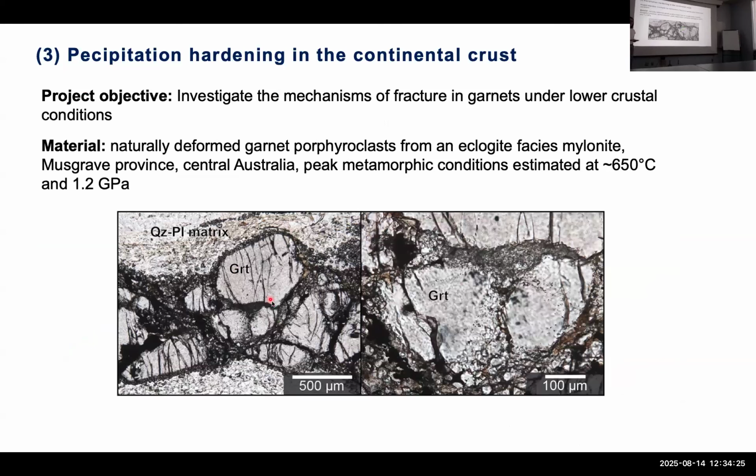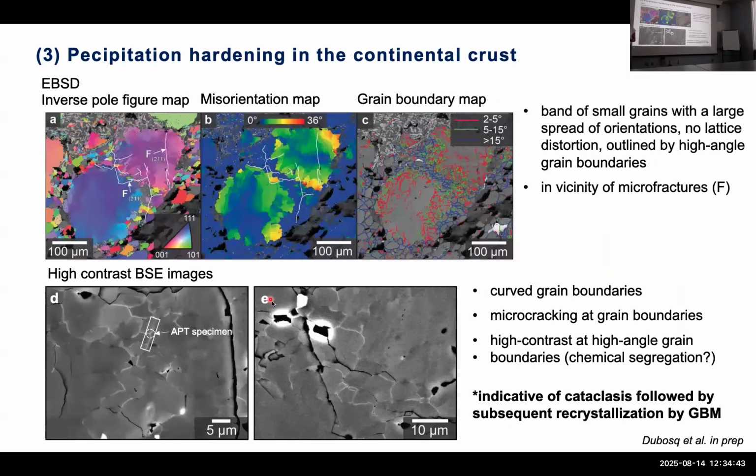So for this particular project, we were looking at mechanisms of mechanical failure in garnets, and we specifically sampled garnets from the exposed lower crust in the Musgrave Province in Central Australia. So once again, we started with EBSD. The three figures shown here show the orientation or pole figure map, the misorientation map, and a grain boundary map. And what we notice is that we have a micro shear band between two garnet clasts.